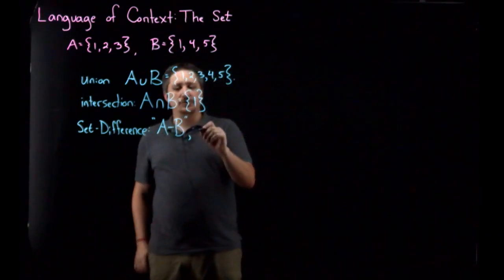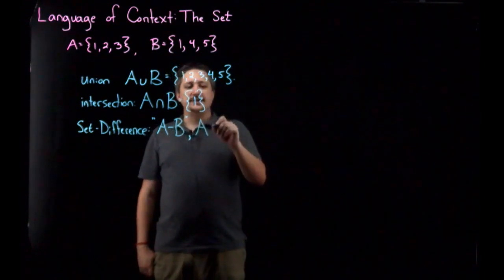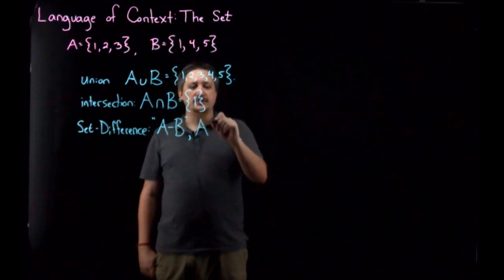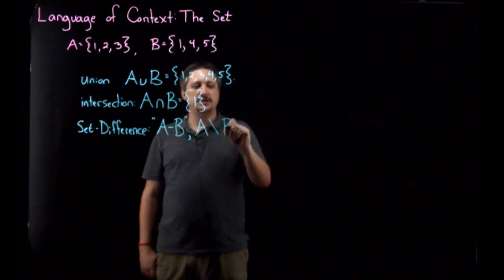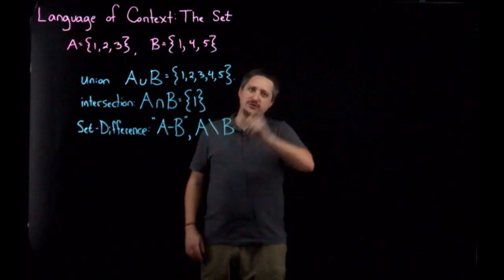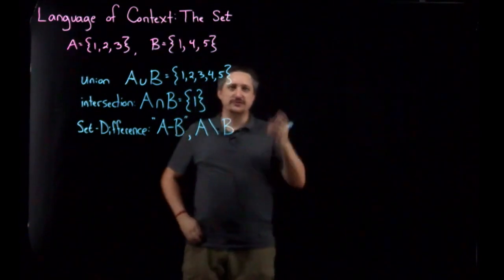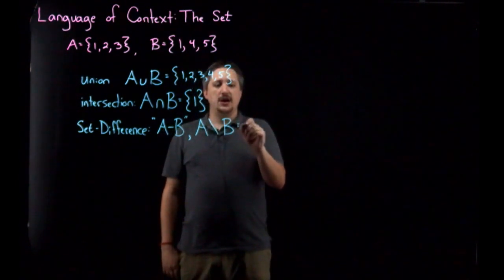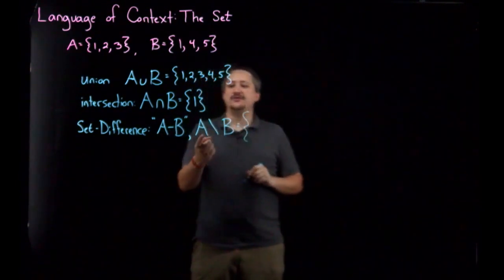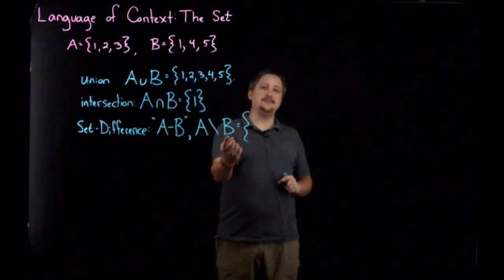But in this class, what we're going to be using is the more standard notation, which is A set minus B. So note, if you use a fraction sign, it usually goes the other way. This is the opposite direction from a fraction notation. And what this is, is the set of stuff that is in A and not in B.